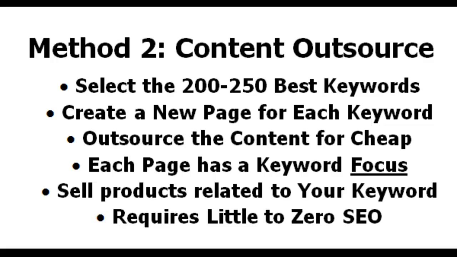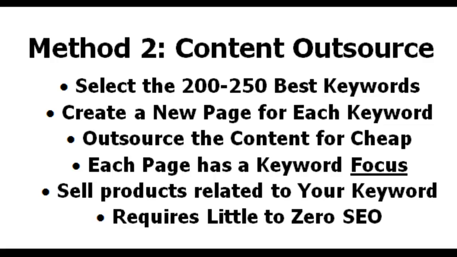So for method number 2, we're going to take advantage of cheap outsourcing costs. So basically we're going to select the 200 to 250 best keywords in your keyword list. You're going to create a new page that targets each individual keyword, and then the rest of it is simply finding an outsourcer that's willing to create an article for $1 or $2 a piece. And what you'll end up with is a site that'll cost you anywhere from like $250 to $400, $500 to create, but can easily bring in $100 to $200 per month in AdSense revenue.